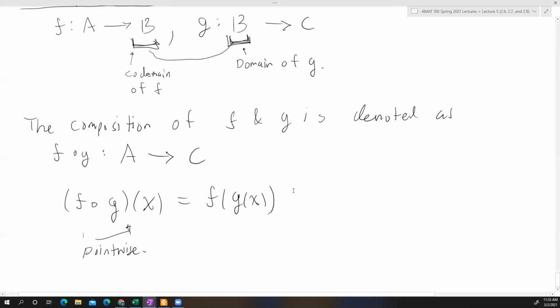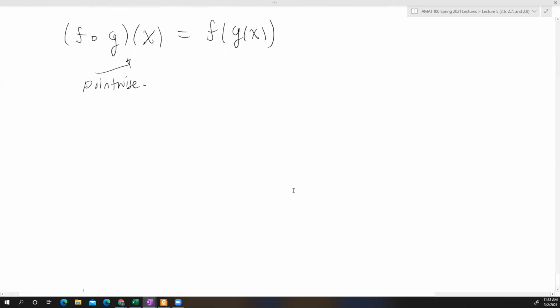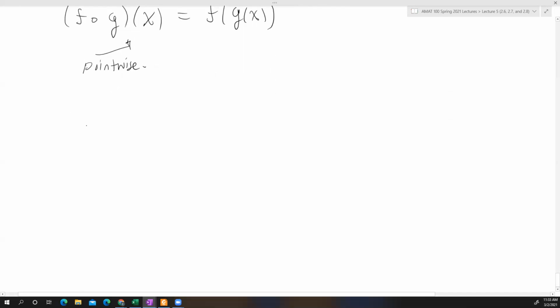So here's another picture. This one I can draw. It's not too bad. So you have these sets. This is going to be B. This is going to be something that's not quite right.